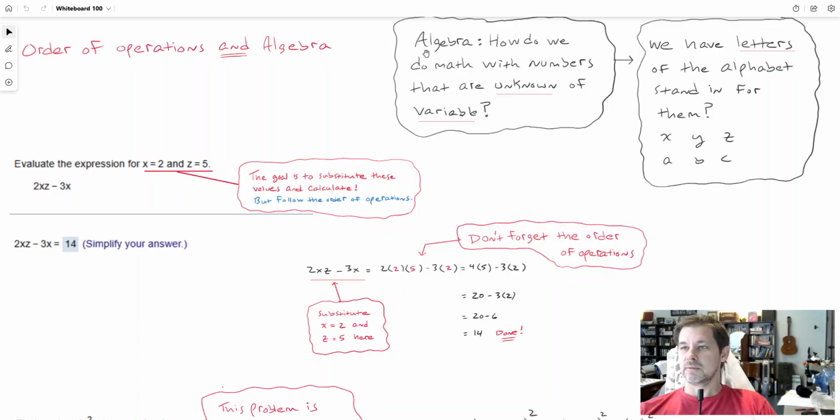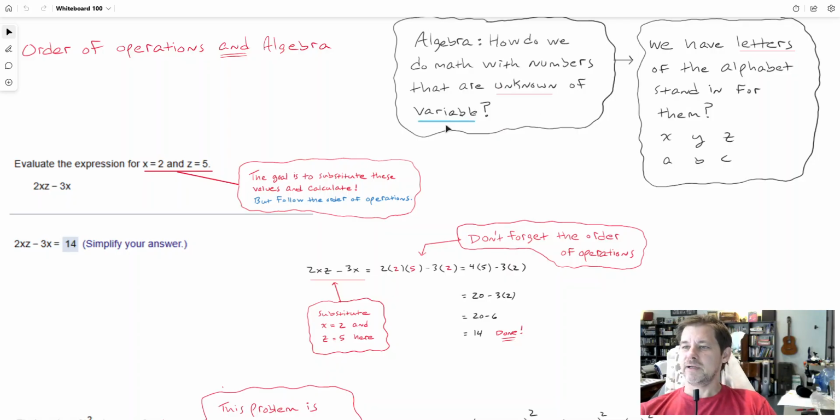So first of all, maybe I'll tell you a little bit about what algebra is. You could say it's how we do math with numbers that we don't know or are changing. So I could say the numbers are unknown or variable. If we don't know a number, we can't write a number down. We have to use a letter of the alphabet to stand in for it. Okay, x, y, z, a, b, c, or whatever letter of the alphabet you want.